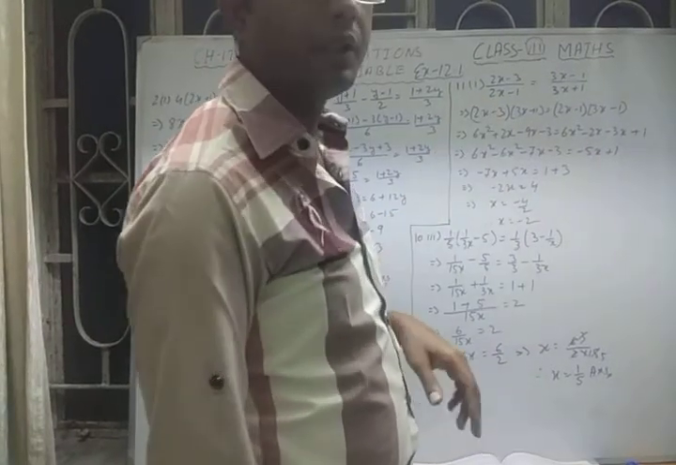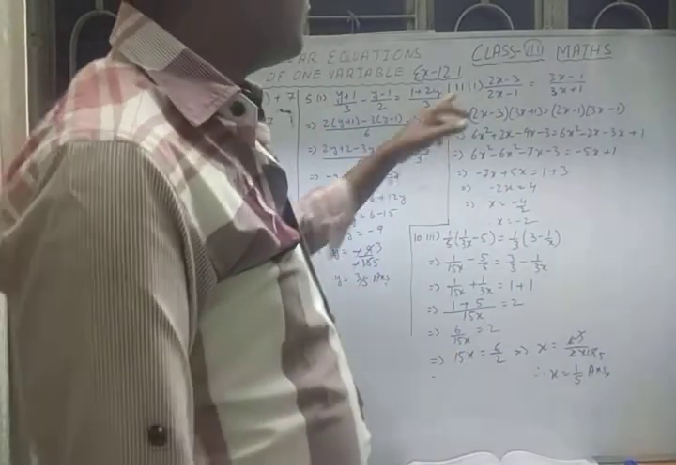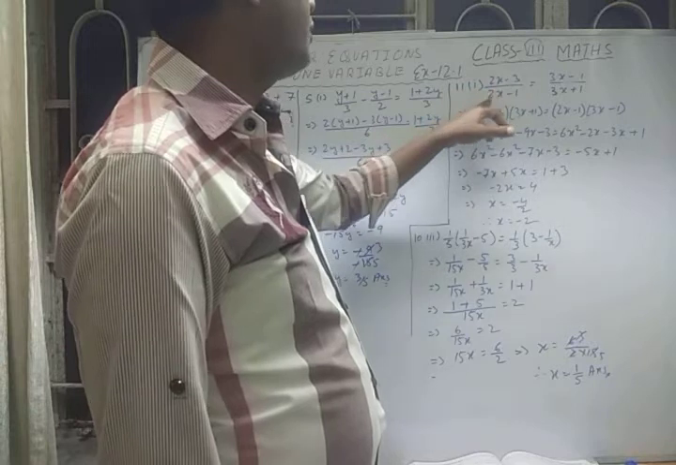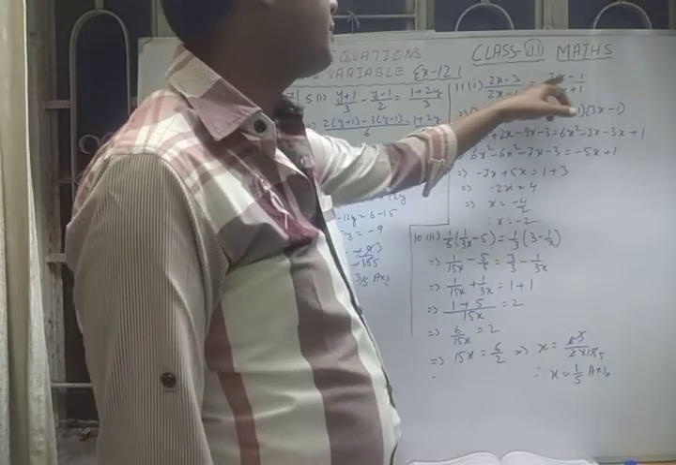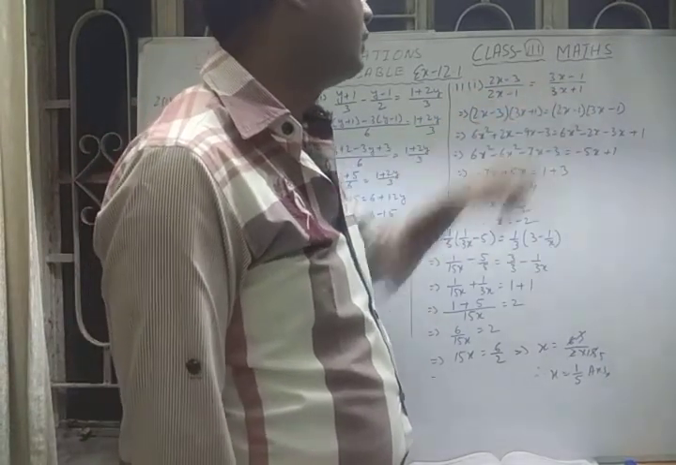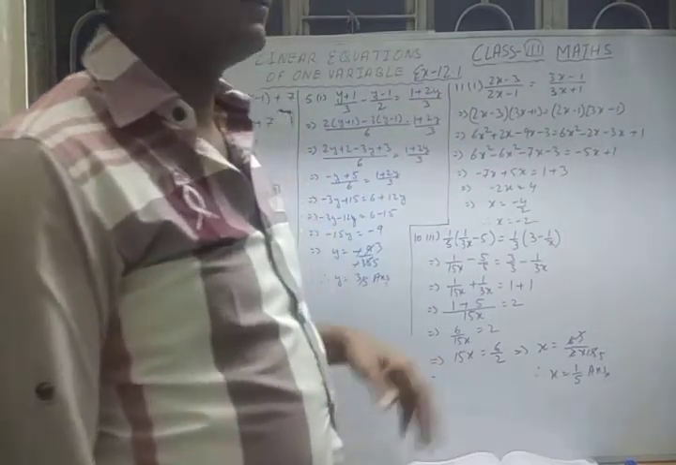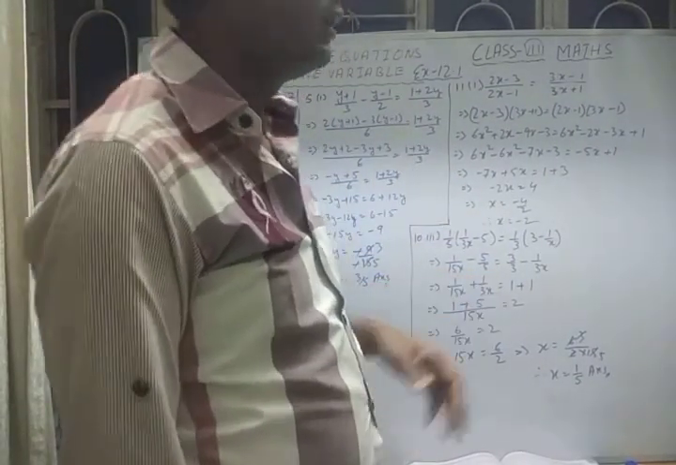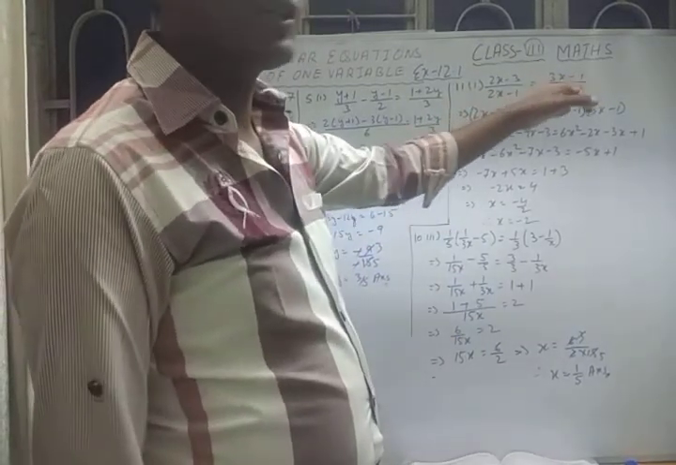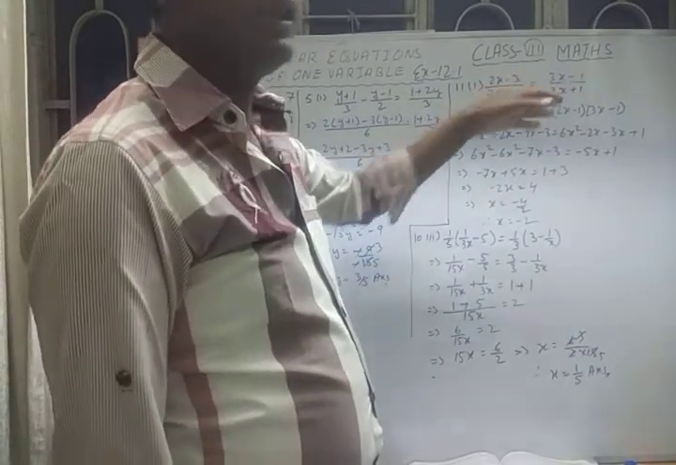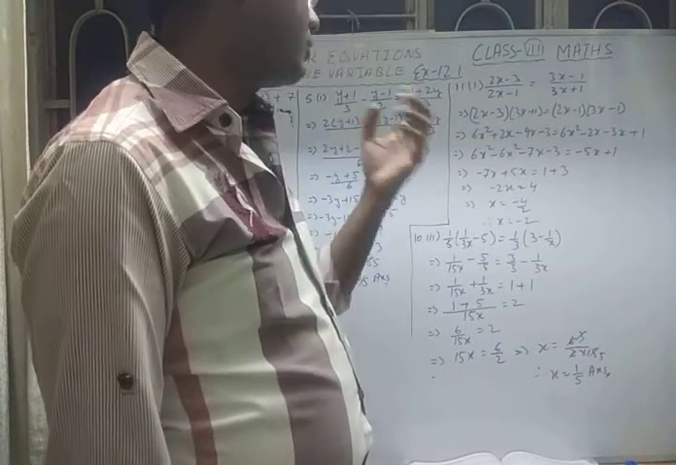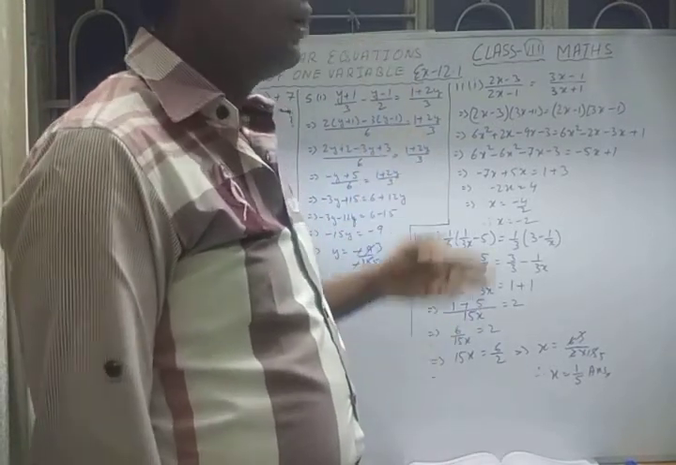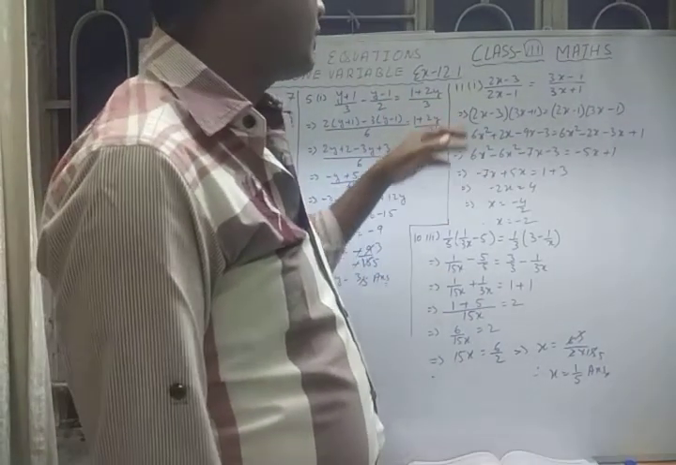11.1. Another important question. The question is (2x minus 3) by (2x minus 1) is equal to (3x minus 1) by (3x plus 1). So what we have to do here? To solve this question, we have to do the cross multiply method, because both sides are fractions and all are unlike terms, we cannot solve them directly. So ultimately the solution is to do the cross multiply method.